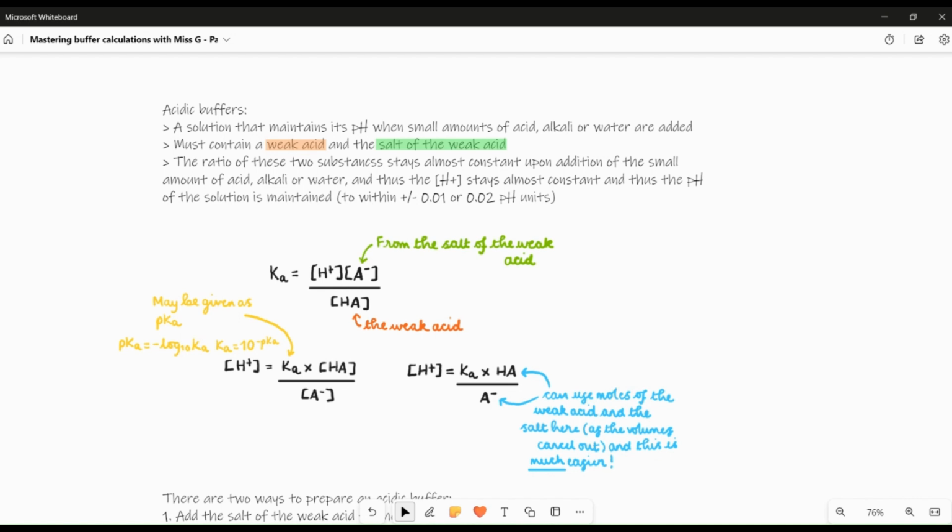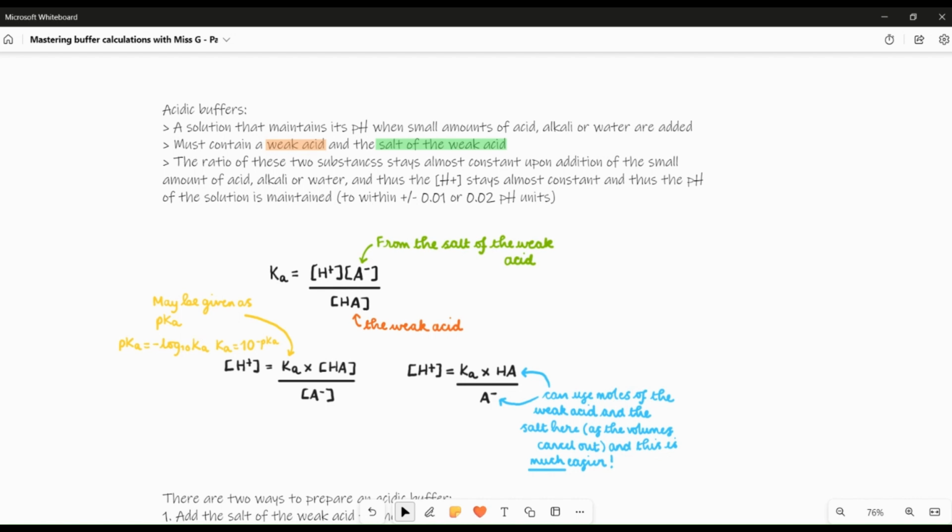And when we have these two things together, as I've already said, the solution is able to maintain its pH. And the reason why it can do that is because the ratio of the weak acid and the salt of the weak acid stays almost constant, even when we add that small amount of acid, alkali or water. Because of that, the concentration of H+ ions stays almost the same, and thus the pH of the solution is maintained. Like I say, there will be a very slight variation in the pH that we calculate, but we're going to say that the pH is maintained.